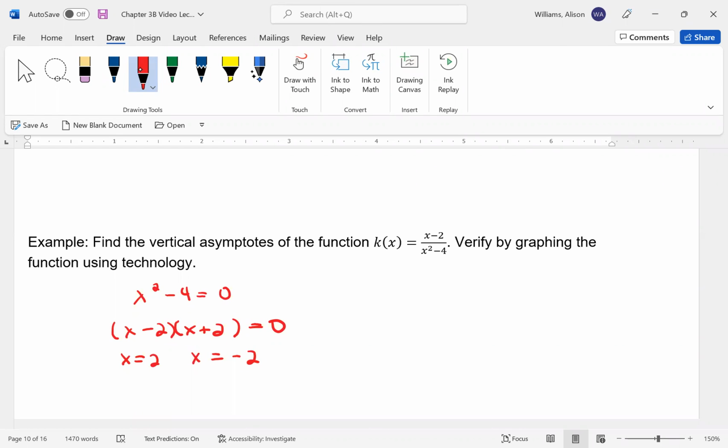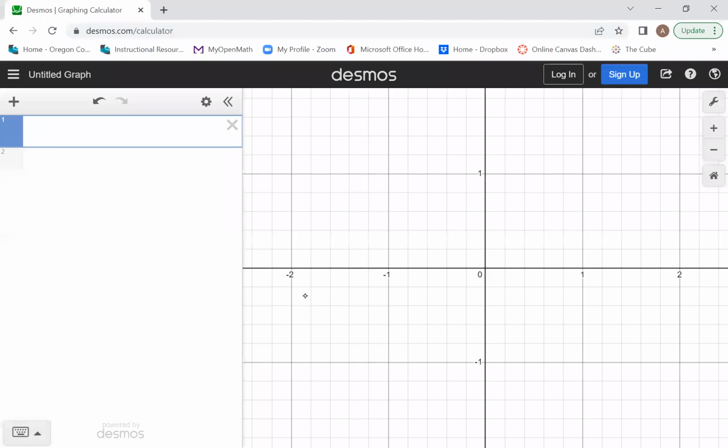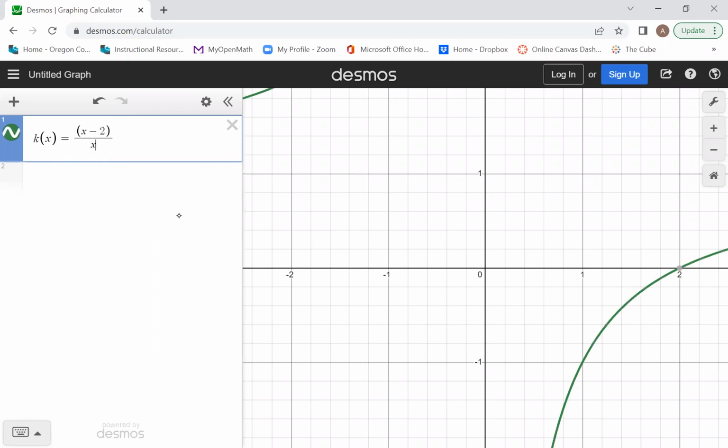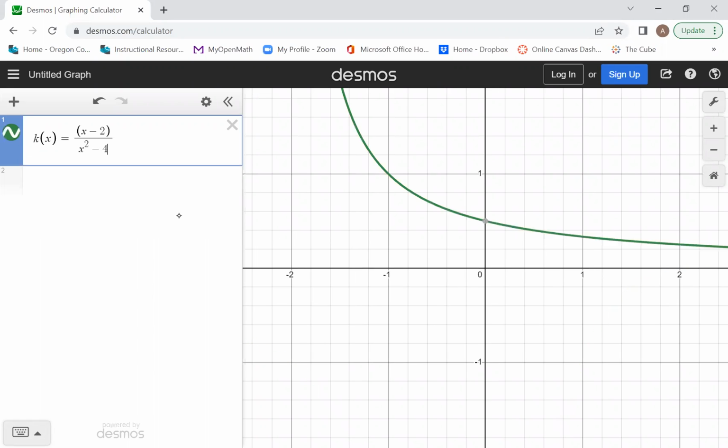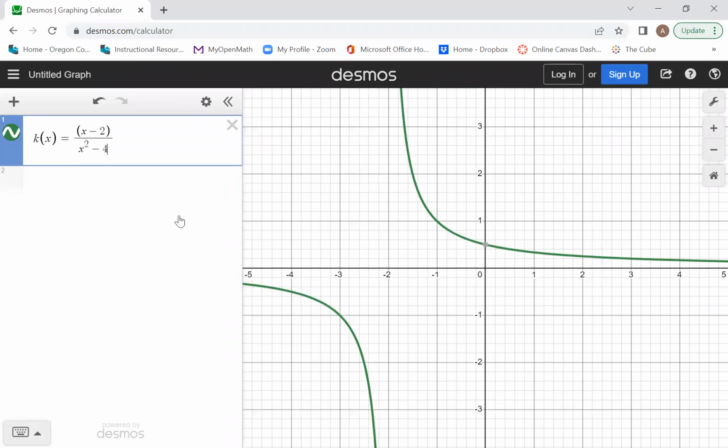Okay, so we want to graph this. Let me go ahead and pop over into Desmos and attach my keyboard. So we are graphing, I think they called it k of x, equals, I'm going to put it in parentheses, x minus 2 divided by, so now I put the whole thing in the numerator, x squared minus 4. All right, and let me go ahead and zoom out. This was zoomed in from another picture.